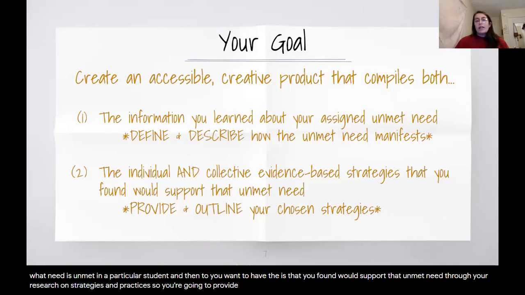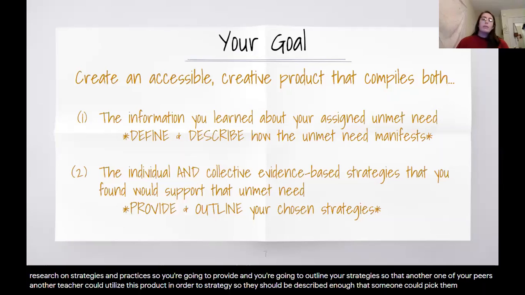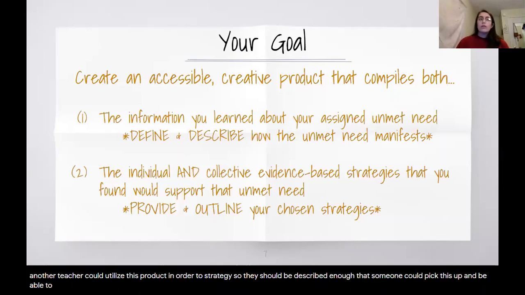So you're going to provide and outline your strategies so that another one of your peers, another teacher, could utilize this product in order to implement those strategies. So they should be described enough that someone could pick this up and be able to immediately use that strategy.